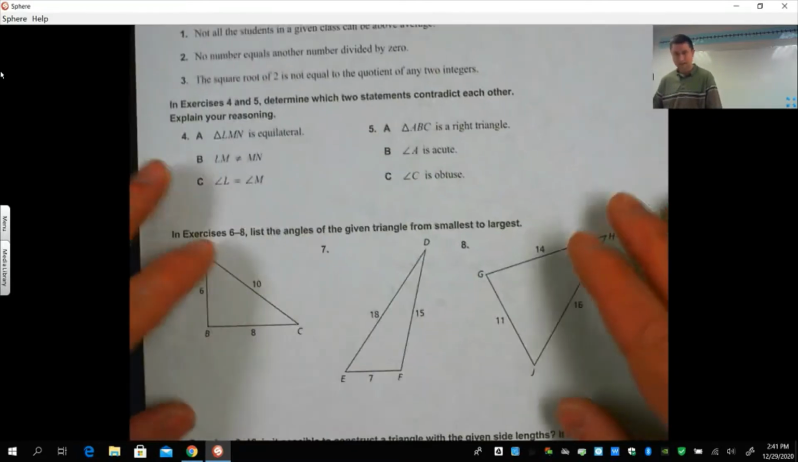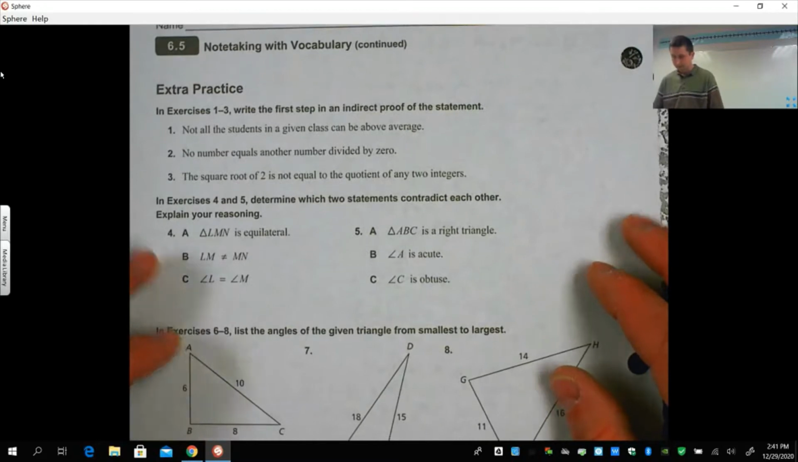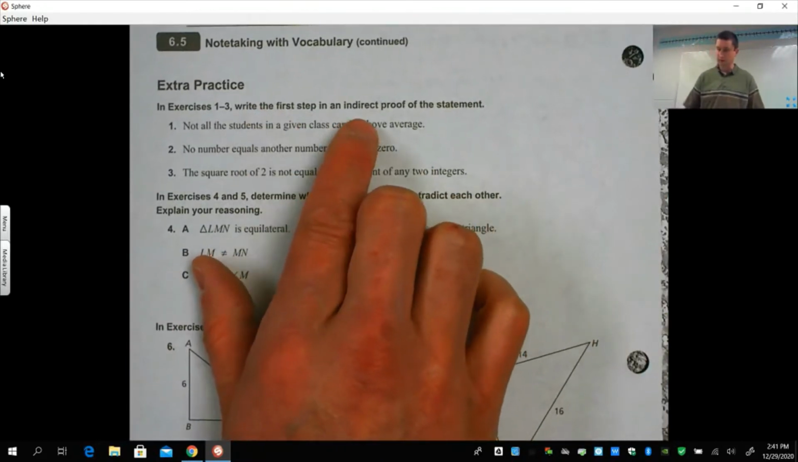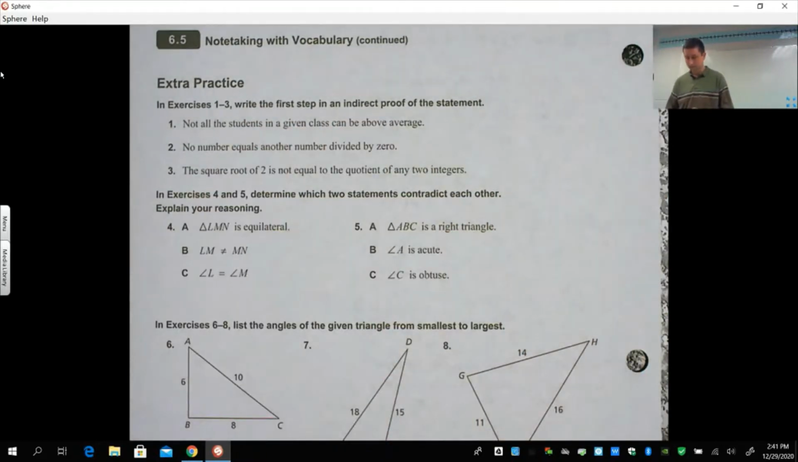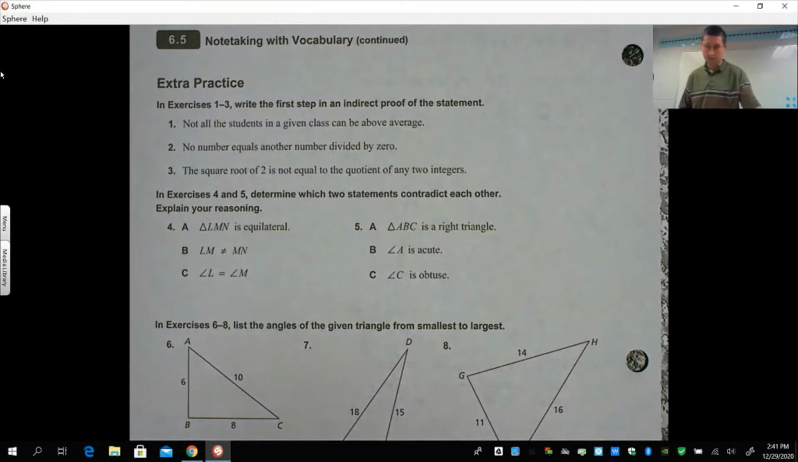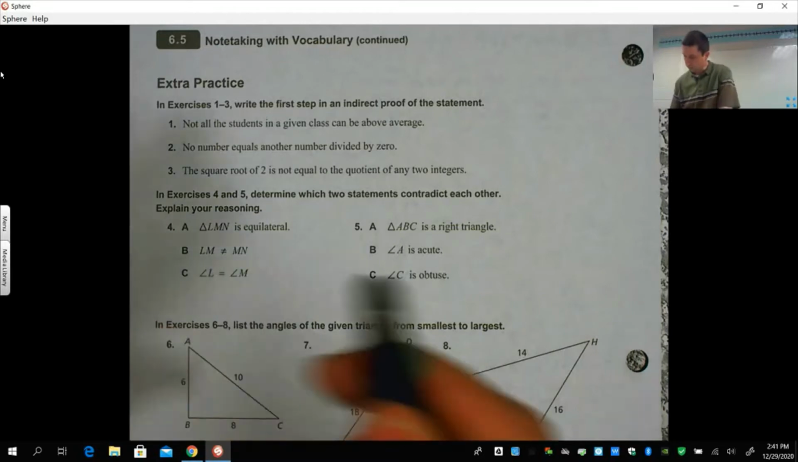All right, so let's look at the questions you'll have with that. They're on page 188. It says, write the first step in an indirect proof of this statement. Okay, so we have: not all the students in a given class can be above average. Average is referred to as kind of the 50th percentile. It splits the class in half. Okay, so if you have everyone above average, that just raises your average, and you still have half the class below average. That's your contradiction there.